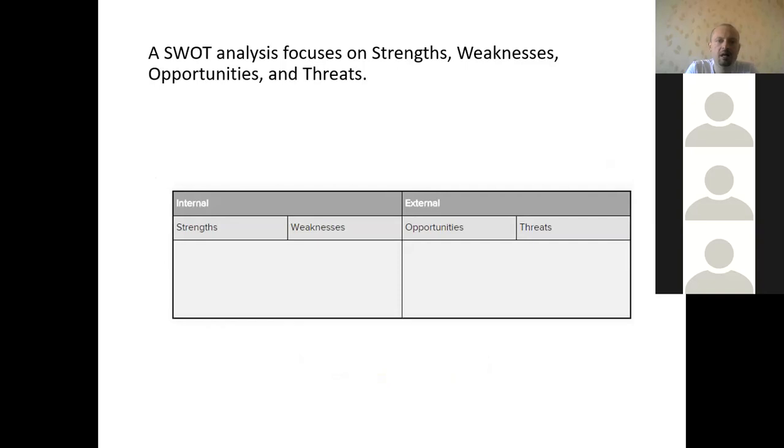Generally, we are dividing the internal environment into positive things and negative things. So we are defining our strengths and our weaknesses. Our strengths are internal positive things for our company. And weaknesses, they are negative characteristics, negative points of our company. And if speaking about the external environment, we are also dividing all factors into positive and negative. So positive things are opportunities and negative things are threats.